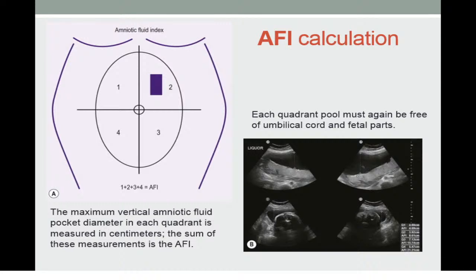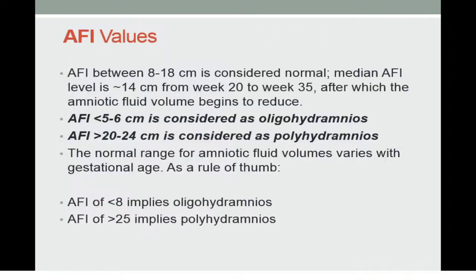Again, calculation. The abdomen is divided into four quadrants: upper right, upper left, lower right, lower left. Measure the deepest volume in each of these quadrants. Then a summation has to be done. Amniotic fluid index less than 5 to 6 centimeters is considered as oligohydramnios. Amniotic fluid index more than 20 to 24 centimeters is considered as polyhydramnios.